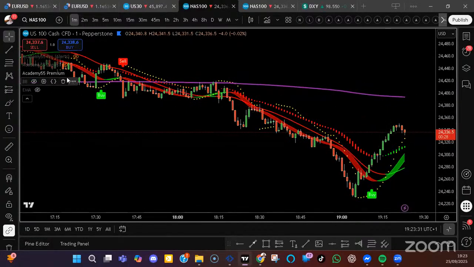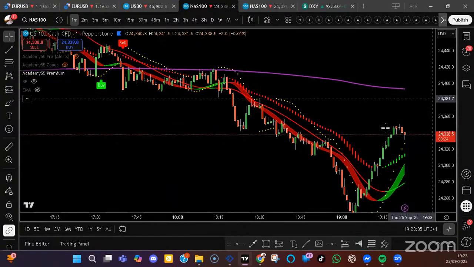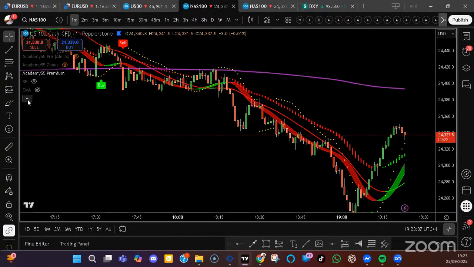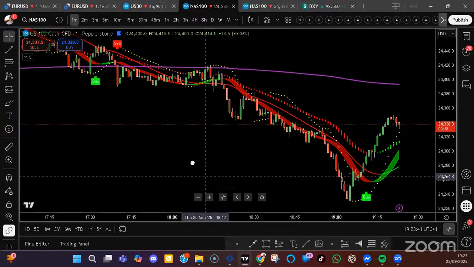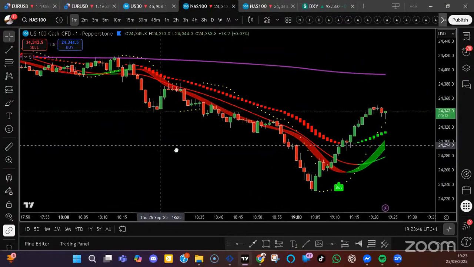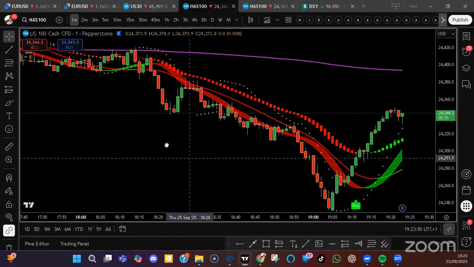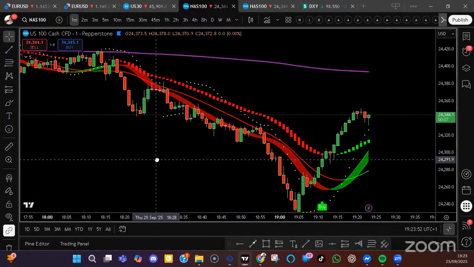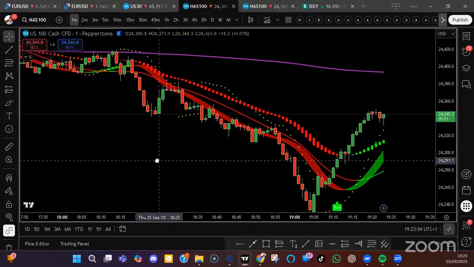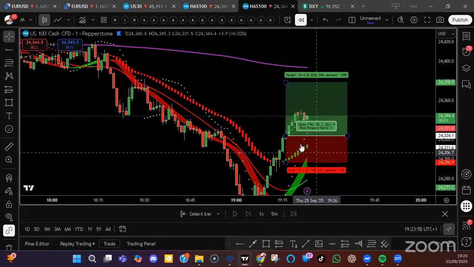Just mucking around with different indicators. I like as few indicators as possible because all indicators are lagging. You've chosen the best ones for you, but I always tend to experiment with other ones. Anyway, I've got it here. Don't worry, it's right there.